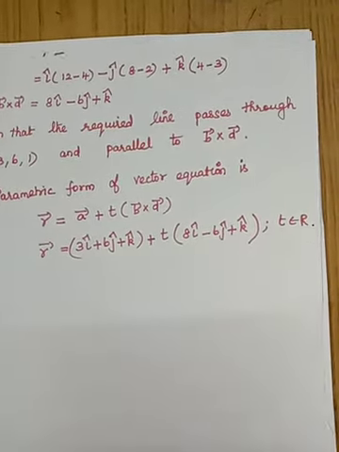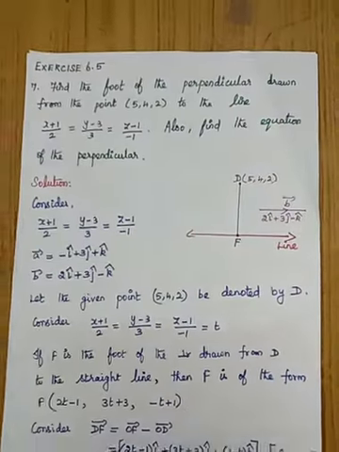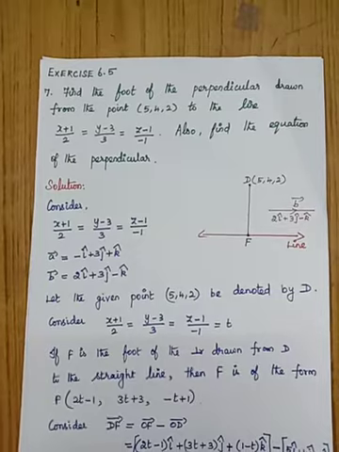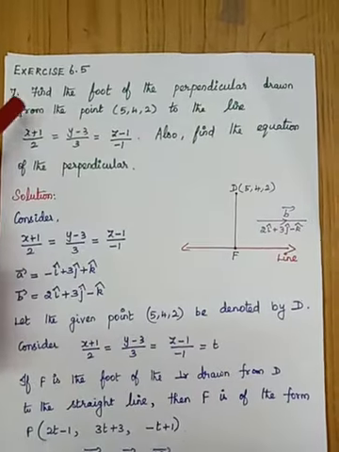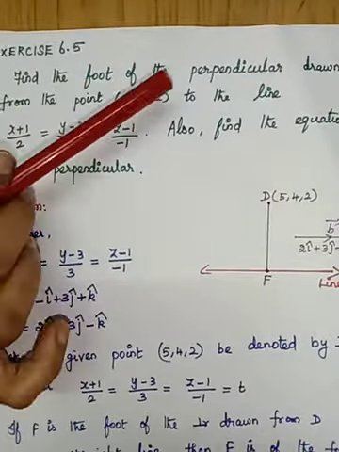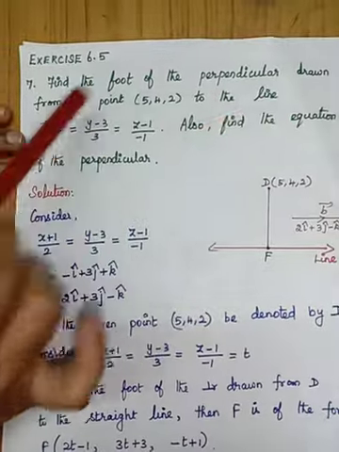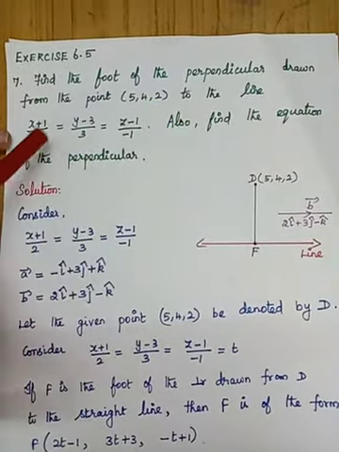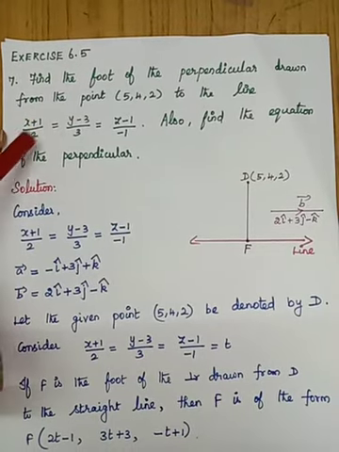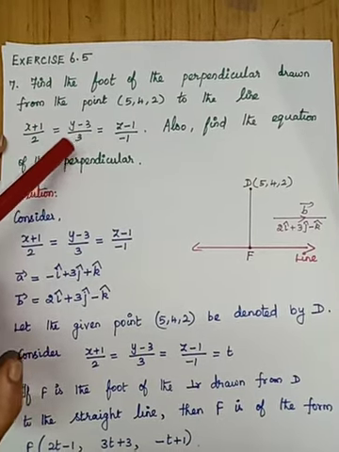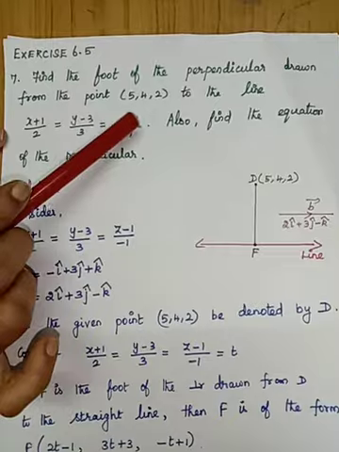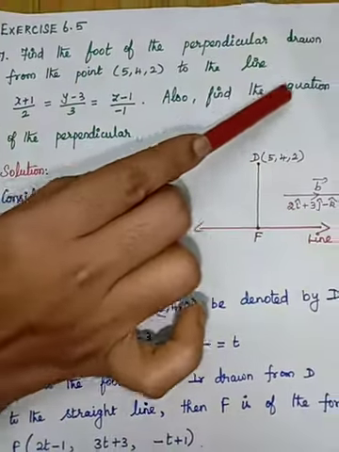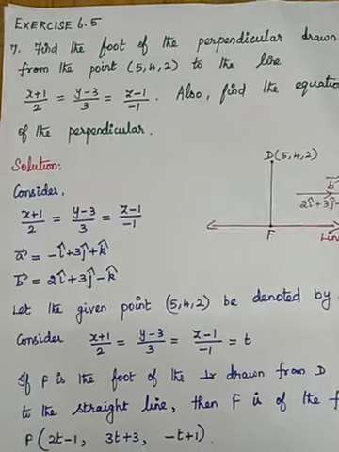So we'll come to the next problem. Exercise 6.5, 7th problem. It's an important 5 mark question for you. Find the foot of the perpendicular drawn from the point (5, 4, 2) to the line (x plus 1) by 2 equals (y minus 3) by 3 equals (z minus 1) by minus 1. Also find the equation of the perpendicular.